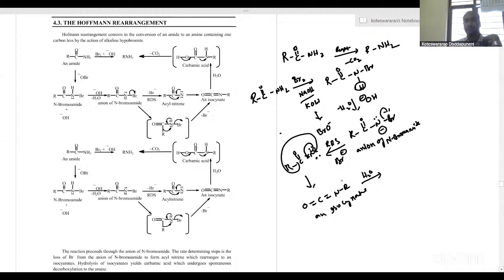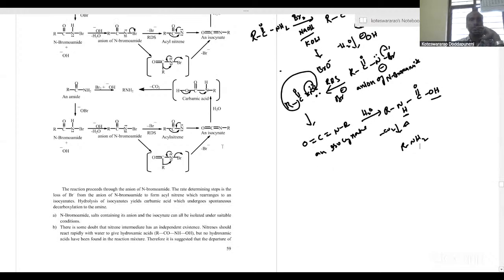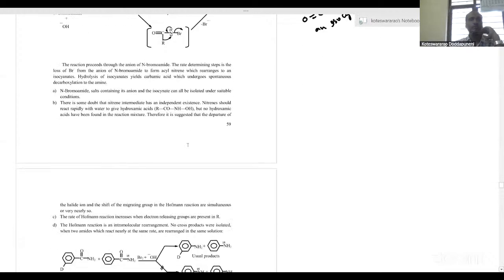Addition of water takes place. Then it leads to formation of RNHCOOH. That means in that water, OH is added here and hydrogen is added here. Now, on decarboxylation, that leads to formation of the amine. Okay, this is the basic mechanism of the Hoffmann rearrangement reaction, and this is the general mechanism.